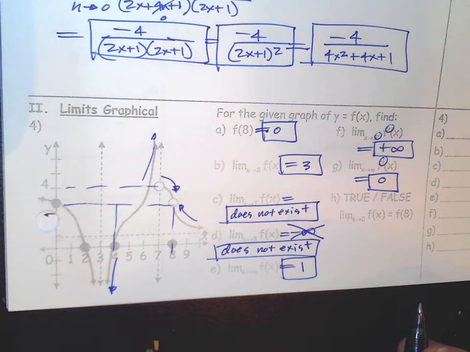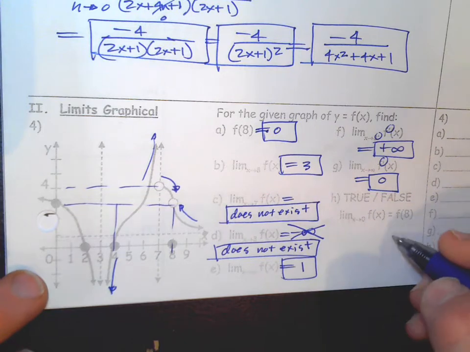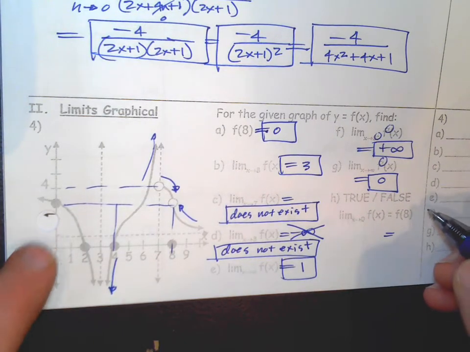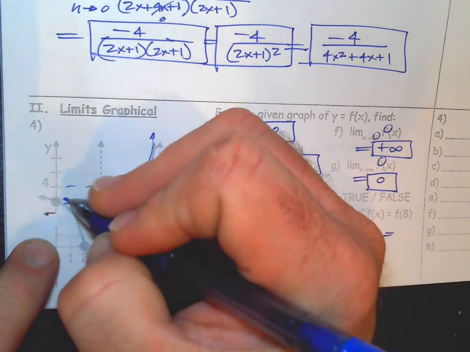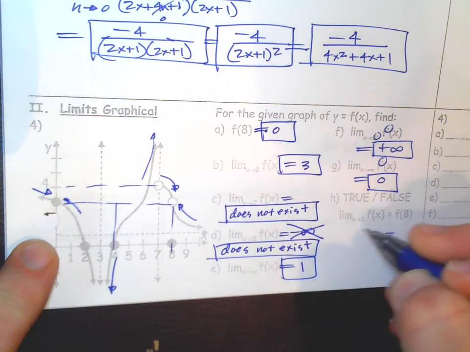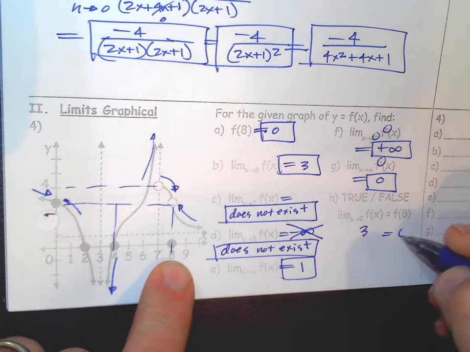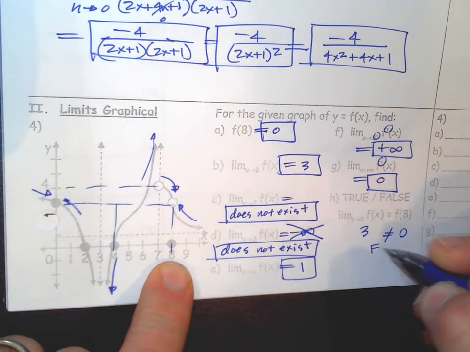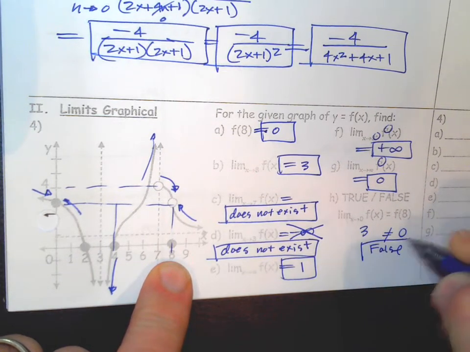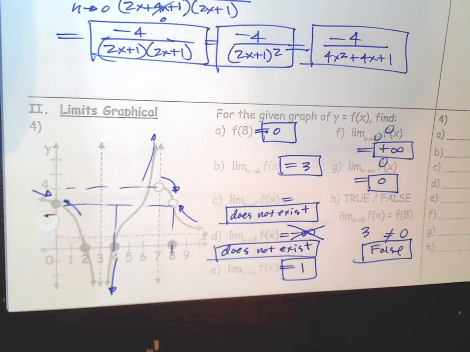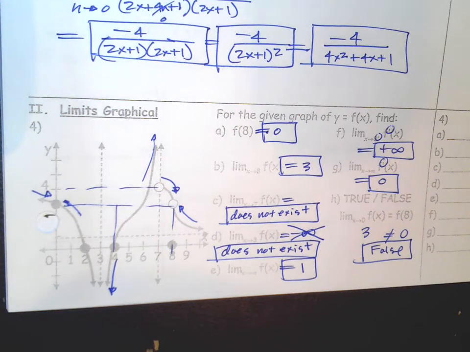H, true or false? Limit as x approaches 0 of f of x equals f of 8. Well, it's just the value of both sides. What's the limit as we approach 0 of f of x? It looks like both sides are going towards 3. The value of f of 8 is 0, which is false. Just show me what the values are. Show me if it's true or false. Those problems are quick. Not a lot of work to show, but you want to get them all right.